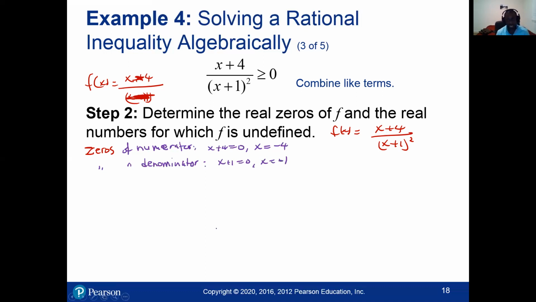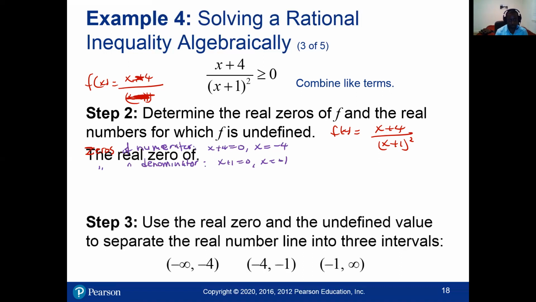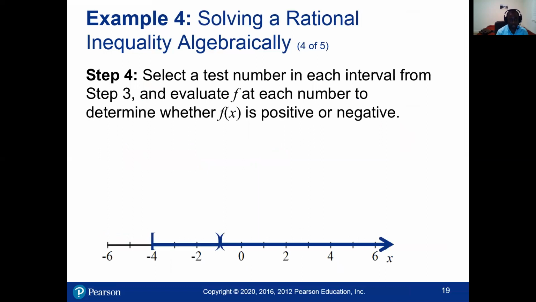So what would that do? This divides the number line into 3 intervals. So that's what step 3 talks about. We have these 3 intervals, and then we test it like we did before. Step 4 is that we're going to draw.